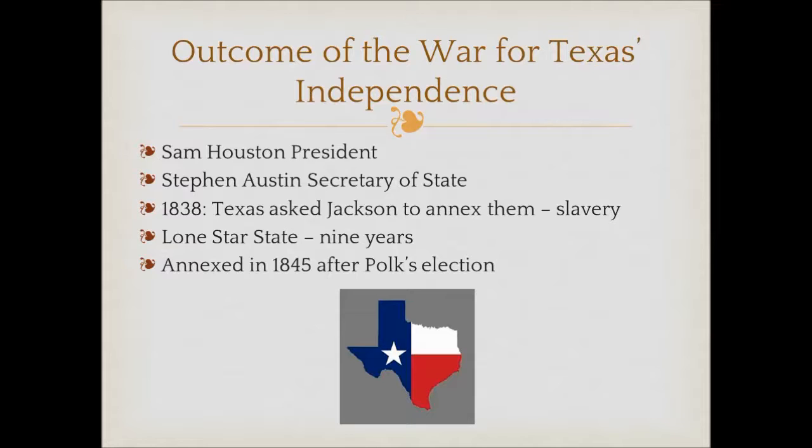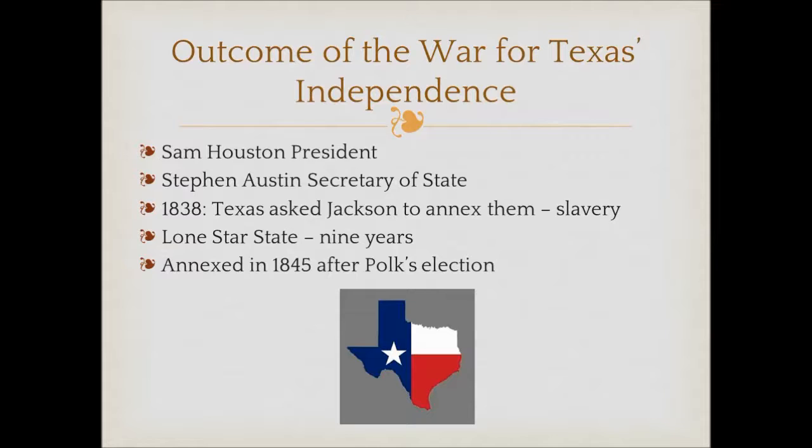Stephen Austin is made the Secretary of State. And in 1838, Texas asked Jackson to annex them. Now, Sam Houston, being friends with Jackson, thought that Jackson would say yes, but he did not. This is Jackson's first year as president, and he was worried about upsetting that balance of free and slave states. You've heard that story before, and so he said no.